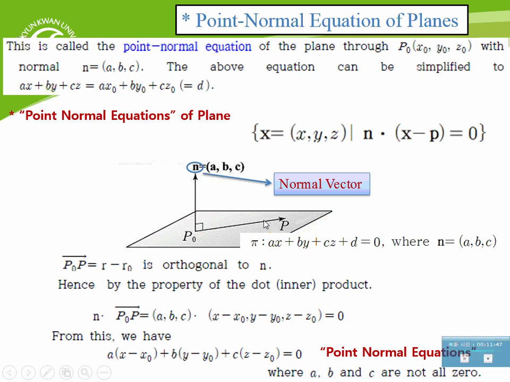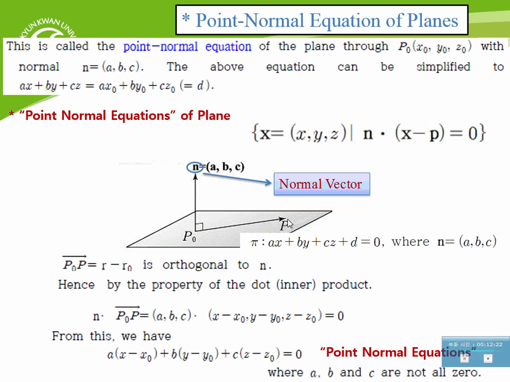So if you choose one point, a position vector P0 with coordinates x0, y0, z0, then you choose any point x, y, z that satisfies this equation. Then we can find the direction vector from P0 to P. Then the inner product of n and this vector should be 0. That should be satisfied.